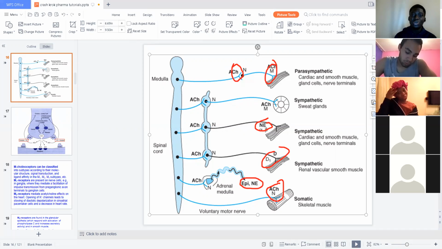So I want us to take note. For the parasympathetic system, the postsynaptic neurotransmitter is acetylcholine, while for the sympathetic system, the postsynaptic neurotransmitter is norepinephrine, epinephrine, and dopamine. So for these drugs, we're going to be focusing on the parasympathetic system. So this and this and this. Okay, so moving on. So we're talking about cholinergic drugs.